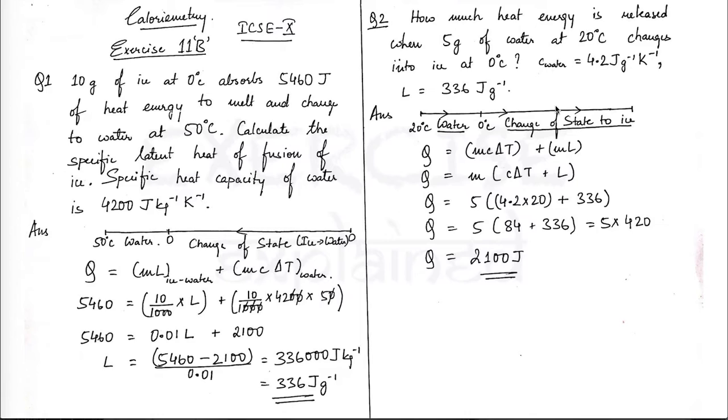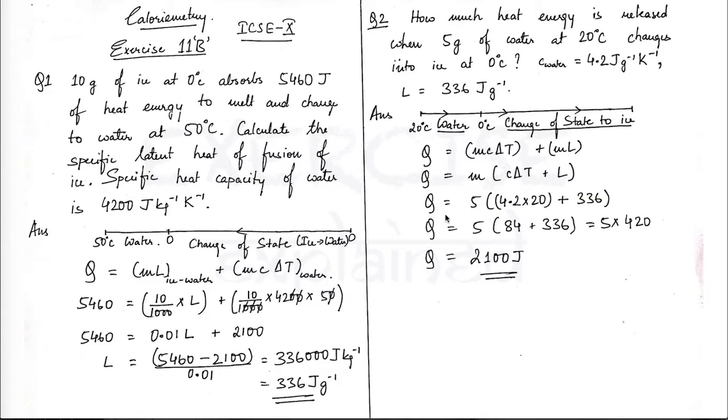So as I have already told you, whenever there is change in temperature, we will be using MC delta T, and whenever there is change of state, we will be using ML. So I just write Q is equal to MC delta T plus ML. Remember, the mass will remain the same because the same water gets converted to ice. So mass, I take it as common. What I get is C delta T plus L.